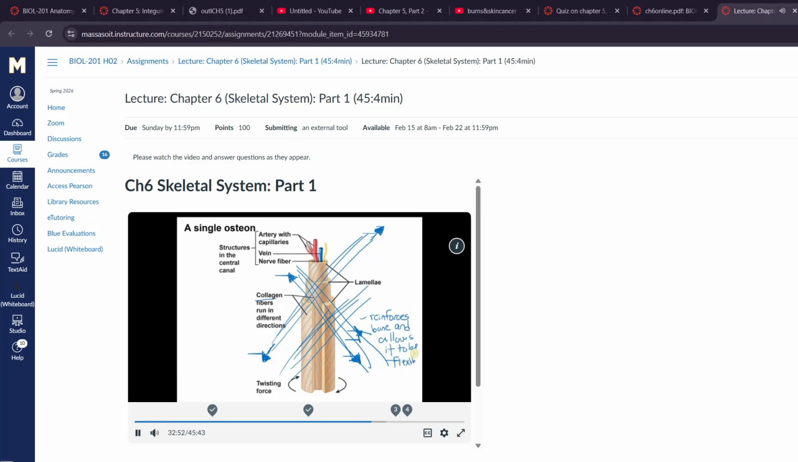Okay, so that doesn't mean your bone is going to bend, kind of like those noodles that you use in pools. It's not going to bend like that, but it does bend a little tiny bit. And that flexibility is important, and it's because of this overlapping collagen fibers.